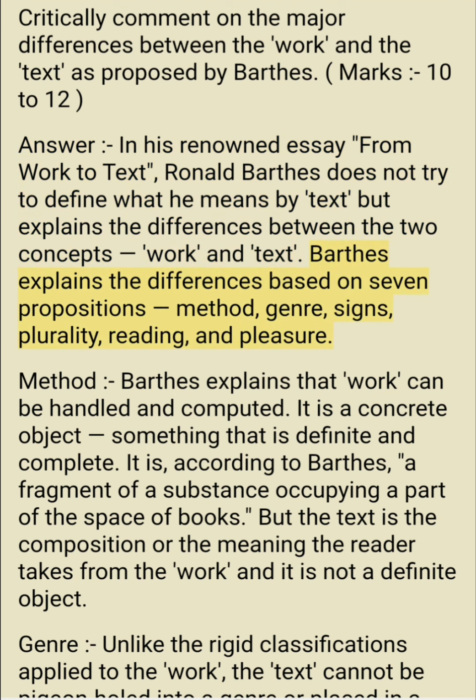Barthes explains the differences based on seven propositions: method, genre, signs, plurality, affiliation, reading, and pleasure. Method. Barthes explains that work can be handled and computed. It is a concrete object, something that is definite and complete. It is, according to Barthes, a fragment of a substance occupying a part of the space of books. But the text is the composition or the meaning the reader takes from the work, and it is not a definite object.